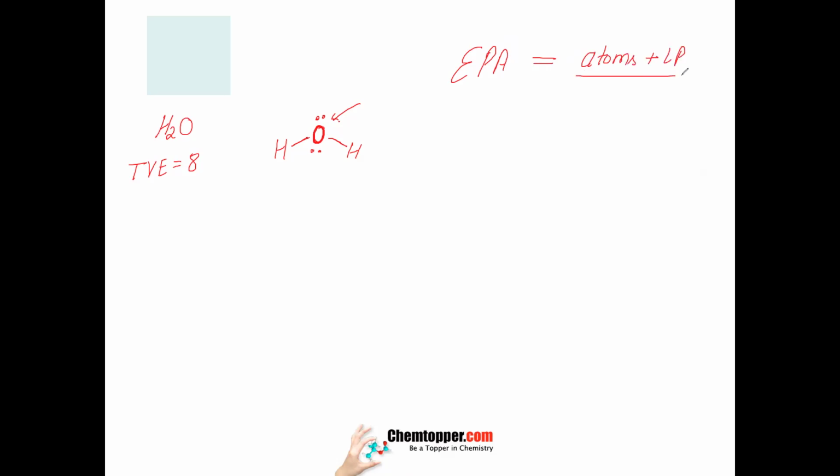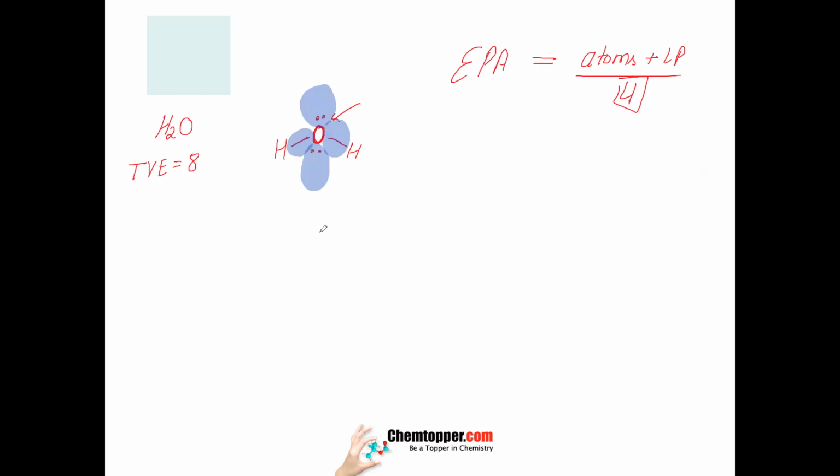In total, 4. Now, it means there are 4 bundles of electrons. I'm making the bundles here. Around the oxygen, there are 4 bundles of electrons. This is one bundle. This is another bundle. This is another bundle. This is another bundle.